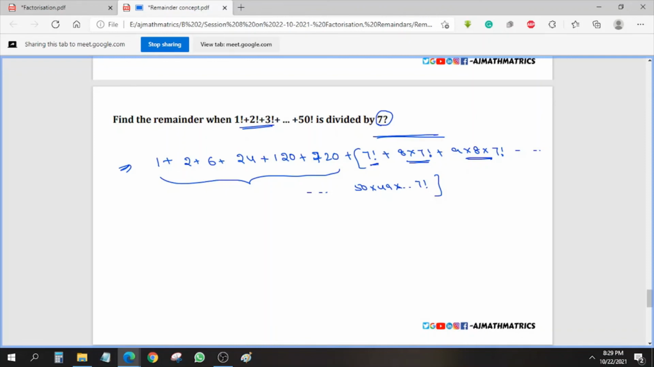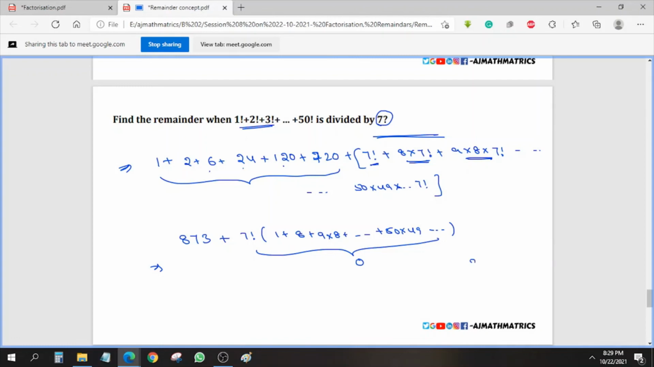Okay, so if you add this, 720 plus 120 is 840, 840 plus 24 is 864, 864 plus 6 is 870, plus 3 is 873. So 873 is not divisible by 7. Plus if you take 7 factorial common here, 1 plus 8 plus 9 into 8 and so on up to 50 into 49 and so on, ఇలా వెళ్తుంది అది. ఓకేనా. సో ఇప్పుడు ఇదంతా కూడా మనకి రిమైండర్ 0నే వస్తుంది. ఎందుకు? అది 7 మల్టిపుల్ కాబట్టి.